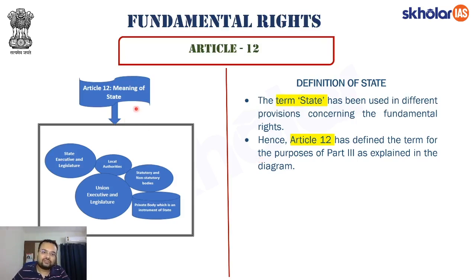Now when we look at Article 12, what exactly do we see? That the meaning of state includes state executive and legislature, union executive and legislature, local authorities, statutory and non-statutory bodies of the government, private body which is an instrument of the state. Let me again explain it to you. Article 12 tells all those bodies, all those institutions which will form the state. Article 12 gives the definition of state, so what all comes in state is what Article 12 will tell.